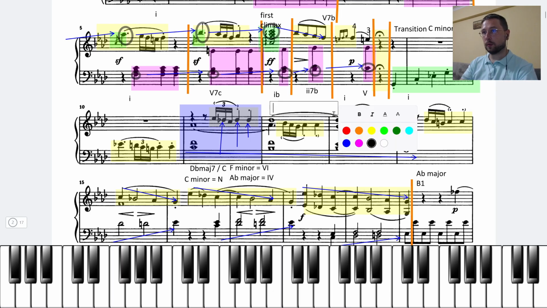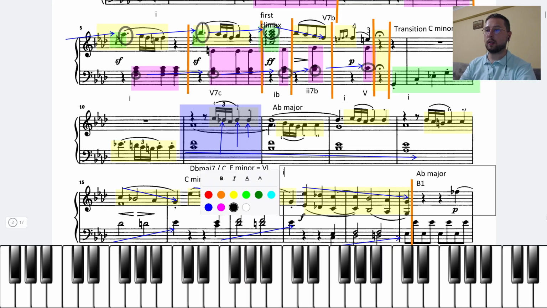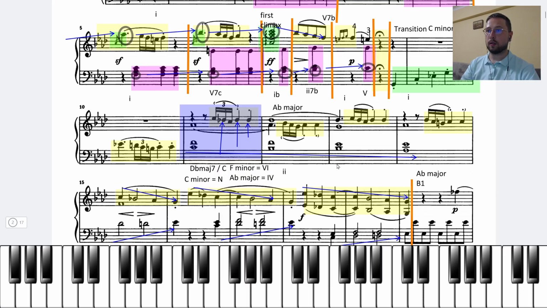Because what happens afterwards is A flat major. So in a way, Beethoven is going through the 6th degree of the main key, or through the Neapolitan of the dominant, to A flat major, which is the new key. And what happens after that is just a straightforward 2, 5, 1. At that point, we already are in the new place.